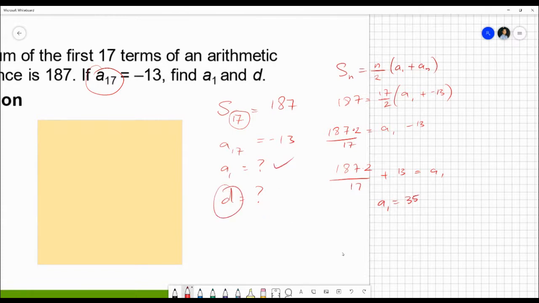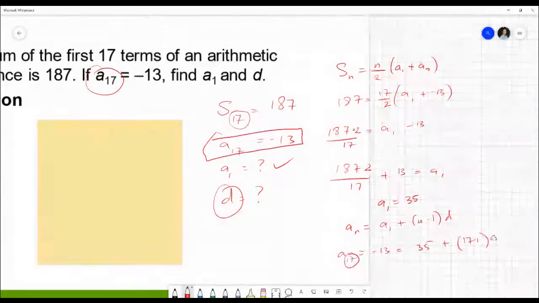Well, the formula that involves D is our general form, AN. So now that we found A1, we can plug that in. A1 plus N minus 1 times D. So let's find out. Now, AN we actually have over here. So we have a point that will give us the value, right? So let's use A17. So that's just a point. So A17 is equal to negative 13. A1 is 35 plus N here is 17 minus 1 times D.